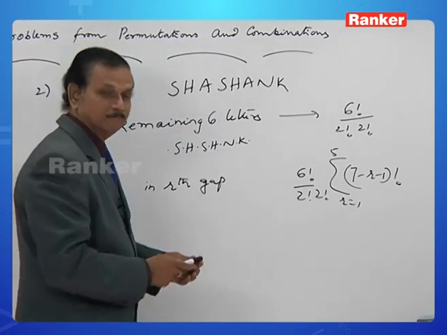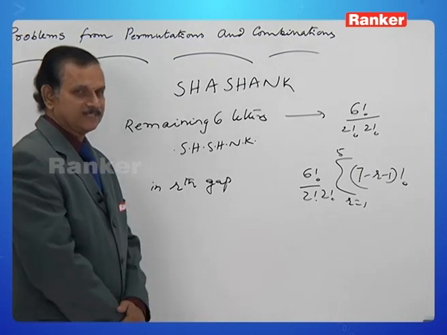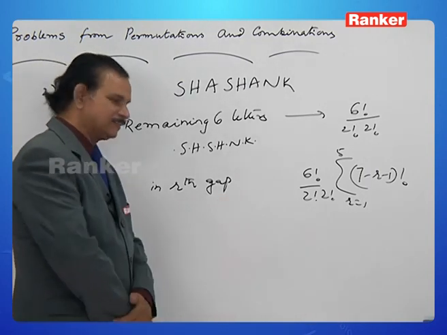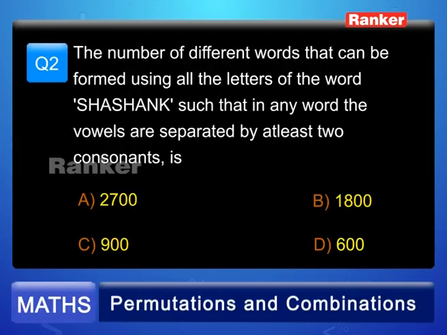You observe this sum. If you could calculate this, this comes around 2700. You please expand that summation, taking r equal to 1 to 5, so that the answer will be 2700. That is, option A is the correct option.